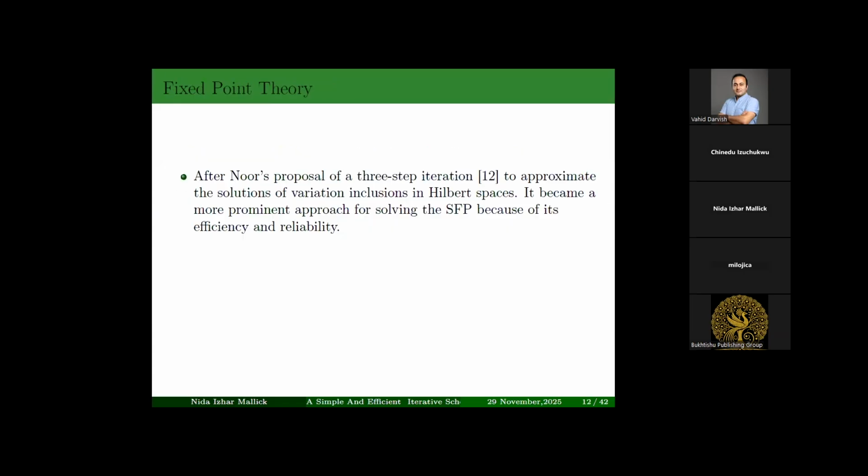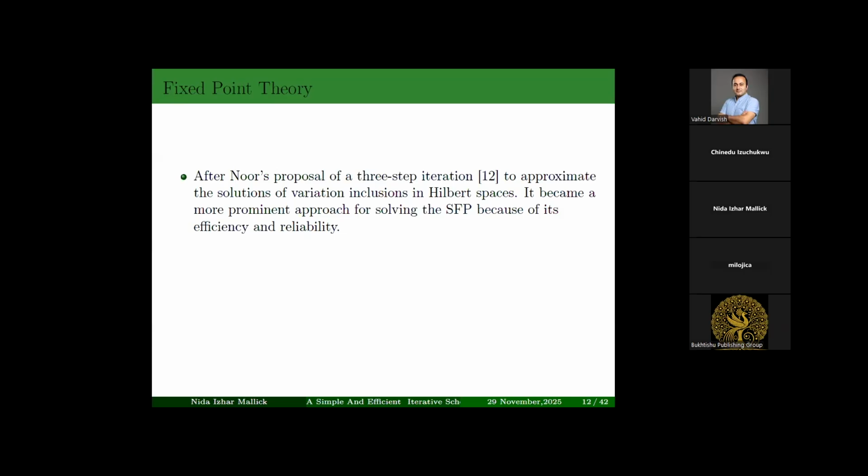Then other versions of the CQ algorithm came, such as the KMCQ-like algorithm. Along with the generalization of the convex feasibility problem to the split feasibility problem, there was also a mathematical field emerging at that time, known as fixed point theory, and many iterative schemes were being proposed.